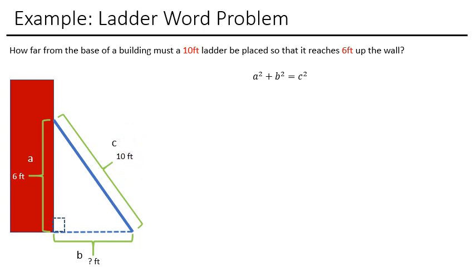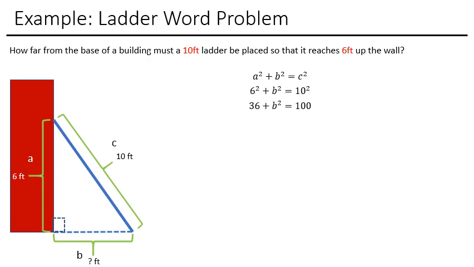So now I'm going to plug these values into this equation that I have here. Notice that because A was equal to 6 feet, I put in 6 over here. So 6 squared plus B, my unknown, so that's B squared, equals C squared, which is 10. So this is 10 squared because that's the length of the ladder. Now I'm going to work out a few of these exponents. So I get 36 plus B squared equals 100.